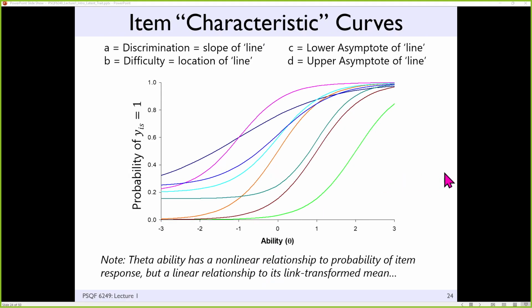Aren't these pretty? They're lovely. So this type of picture is known as an item characteristic curve, or ICC for short. And if you're like, hey, I thought ICC was the intraclass correlation. It is. Sorry. We reuse things all the time.